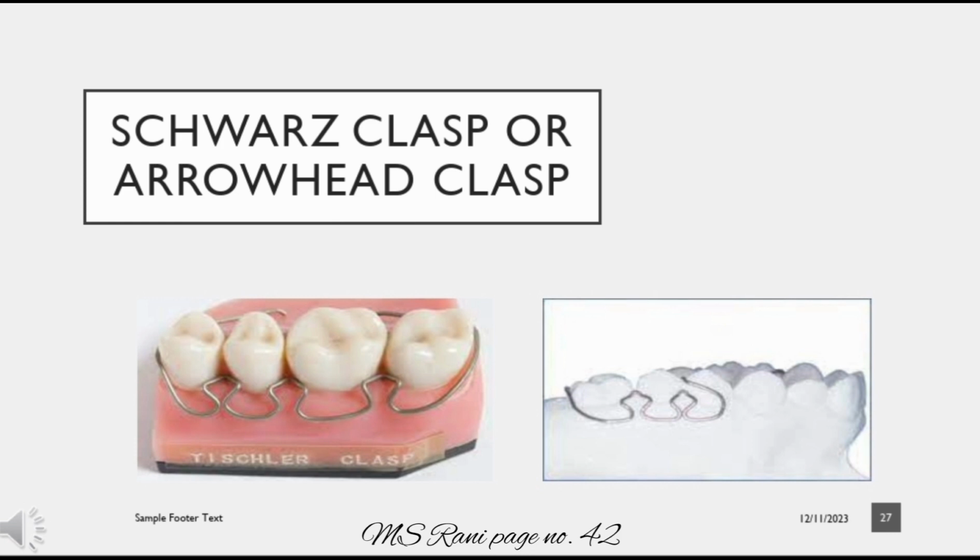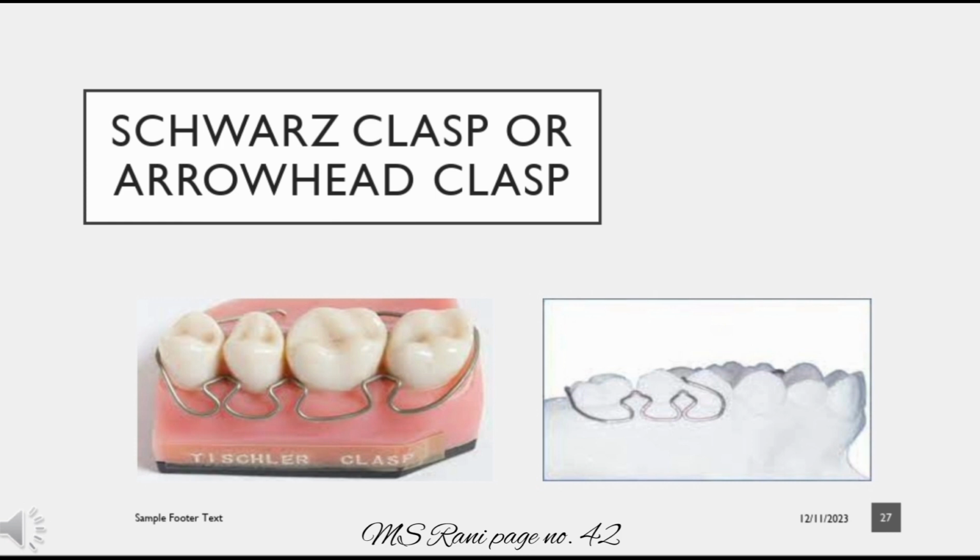Now let's see the construction, that is, how we basically make a Schwarz clasp. First, using the arrowhead clasp forming plier, an arrowhead is made. Then the head portion of the arrowhead is bent gingivally towards the undercut below the contact point of the two teeth. The vestibular portion is made in a way that it stands away from the soft tissue and its vertical extension should be within the limit of attached gingiva.